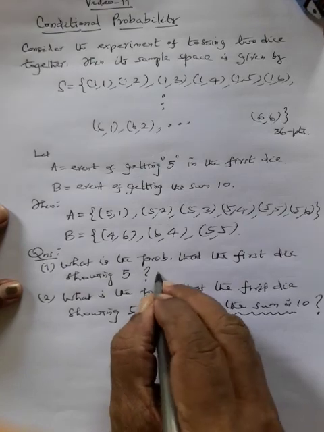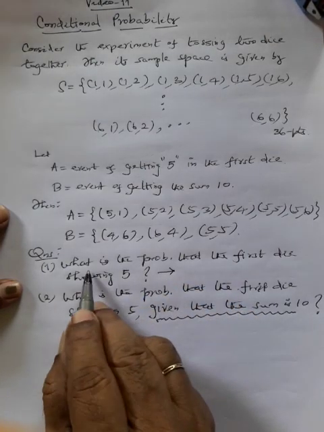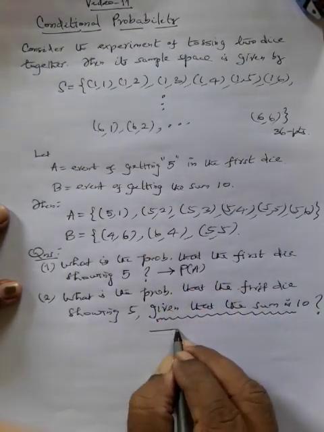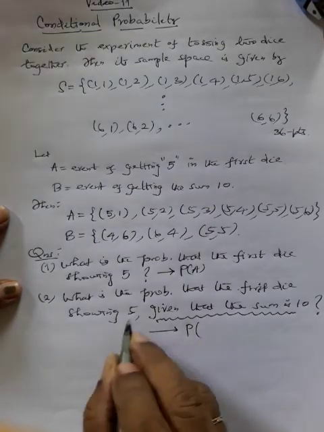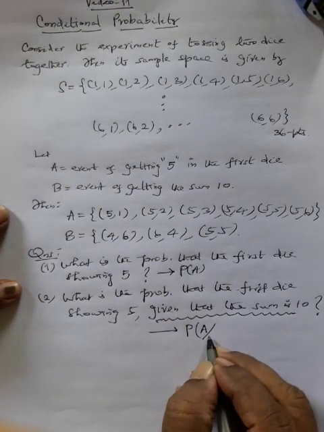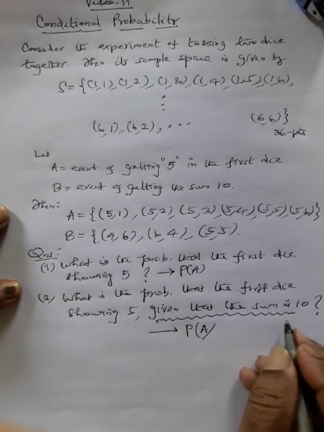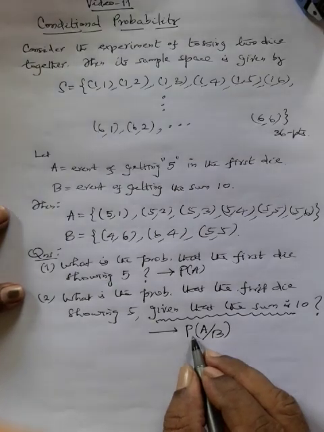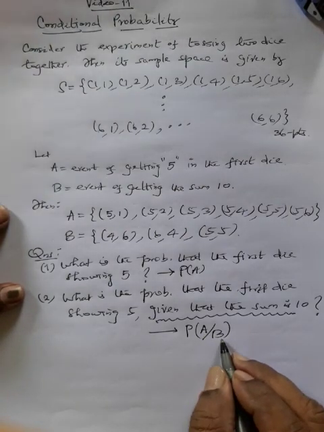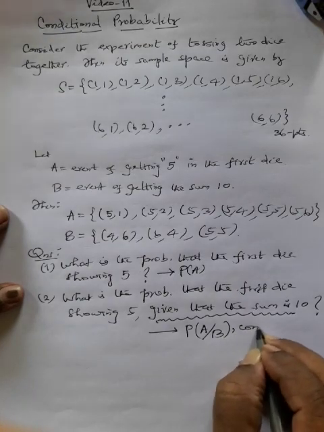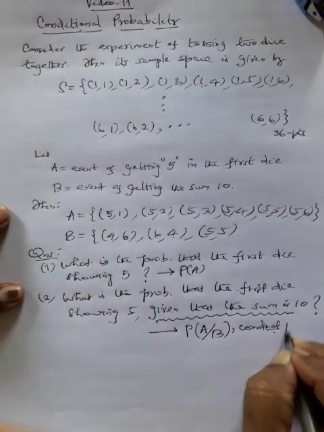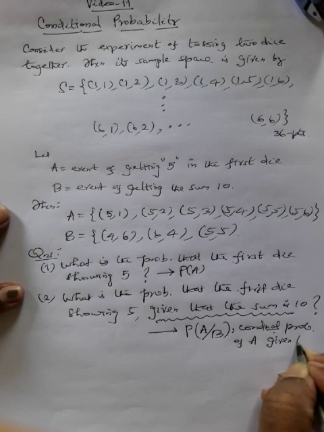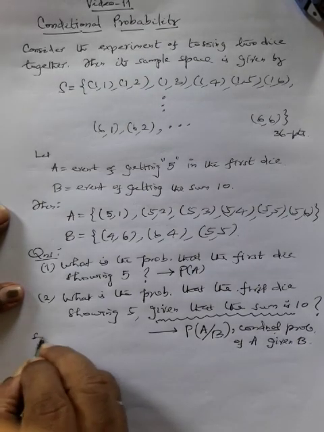Now here what we say is, what is the probability of the first die showing 5? It is P of A. In the second one we denote by the same A, subject to the condition that the sum is 10, that is P of A given B, the conditional probability of A given B. This is conditional probability of A given B.